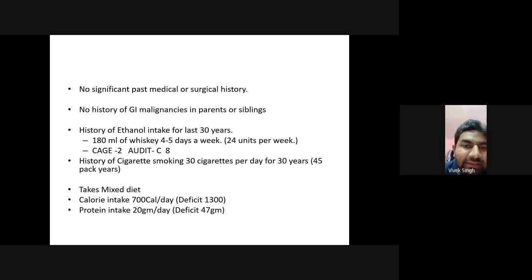Other than that, his bowel habits are not altered. He passes motions once in 2 days. He takes a mixed diet. His calorie intake is 700 calories per day with a requirement of 2000 calories. The deficit is 1300 kilocalories per day. His protein intake is 20 grams per day now with a deficit of 47 grams per day.